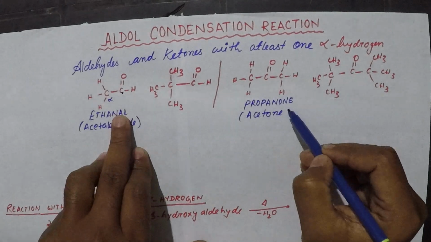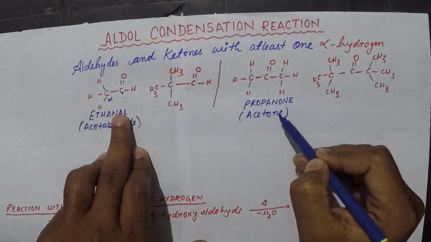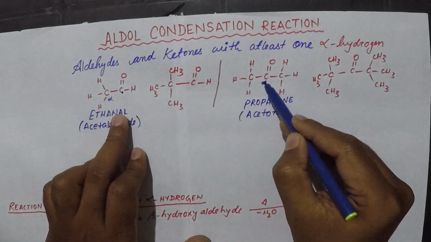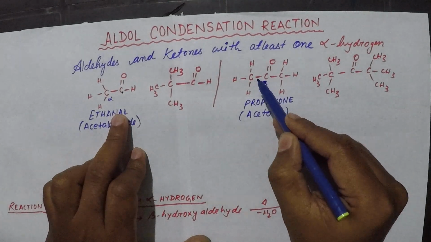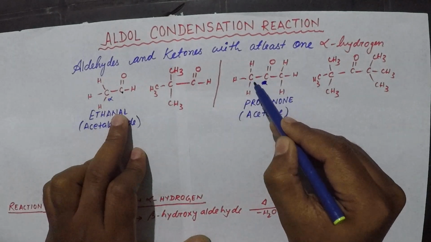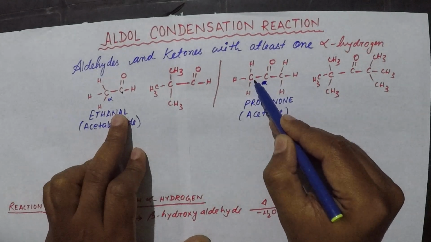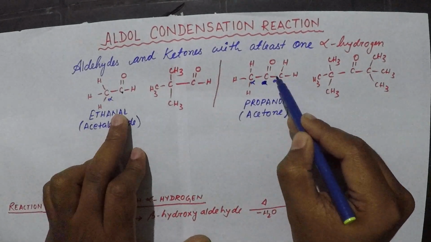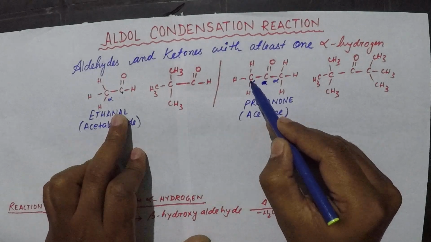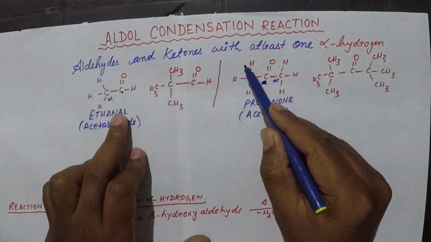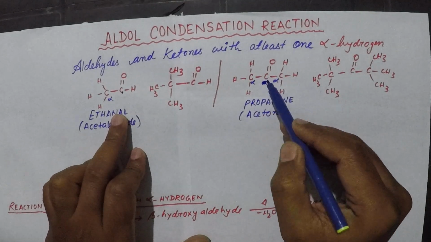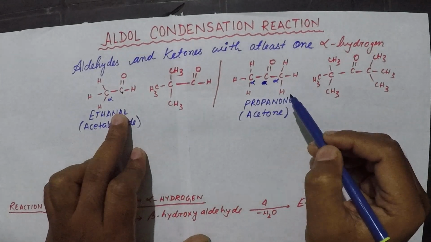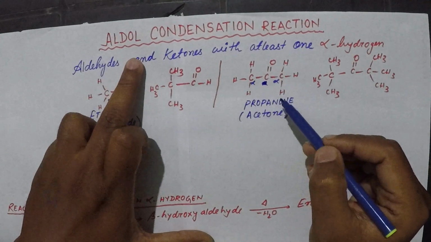In this structure, the structure of propanone or acetone, this is the carbonyl carbon, and that carbonyl carbon is bonded to two alpha carbons. So on both sides we have carbons directly bonded to it. Those are alpha carbons, and both the alpha carbons have how many hydrogens? Three hydrogens each. Therefore propanone has 6 alpha hydrogens and it is going to show Aldol condensation reaction.